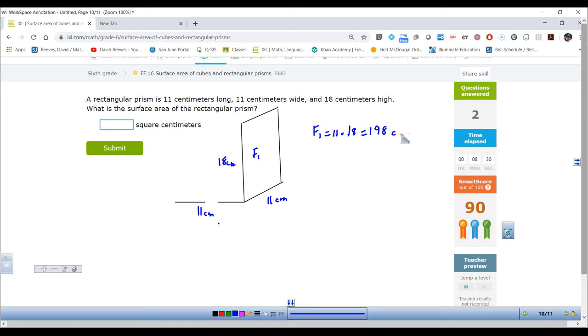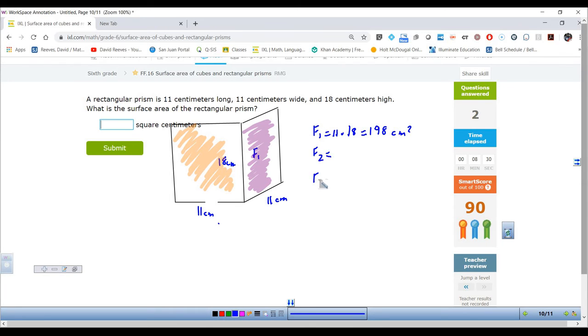And that would be square centimeters, right? So I just found the area of this right here. Okay, now I'm going to come back this way and then come down. All right, and now I'm going to do this one right here. And that one is also what, 11 by 18. All right, so I'm going to call that, actually, I'm going to put face 2.